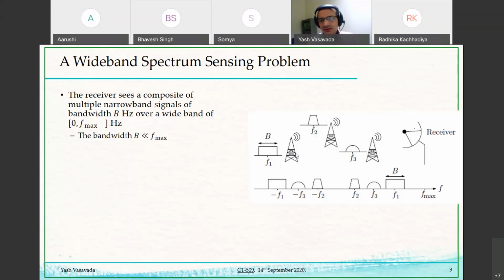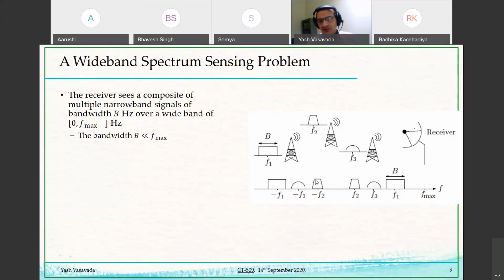Okay, so one diagram is shown here. There are, let's say, 3 transmitters, and they are transmitting at f1, f2, f3, and they may be transmitting different signals. So their spectral shapes may all be different. And we have just one receiver, as it is shown here. And this receiver sees a signal which is a composite of all of these transmissions. And f max can be somewhere over here. And in general, this f max may be pretty large.